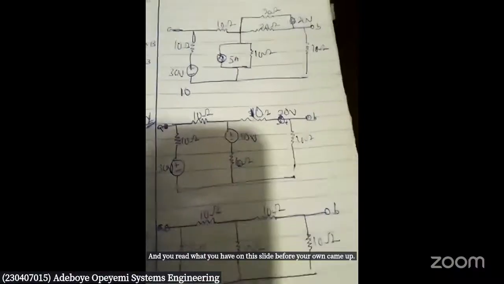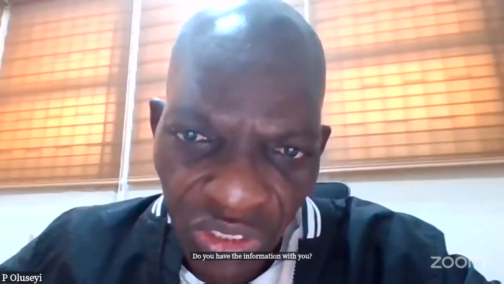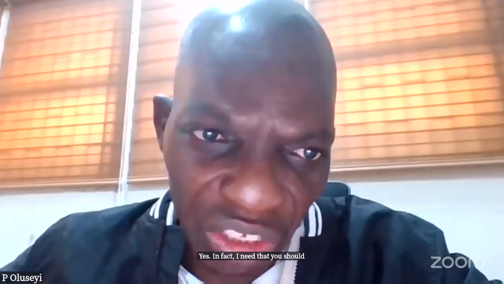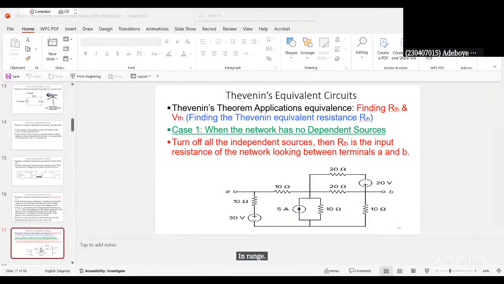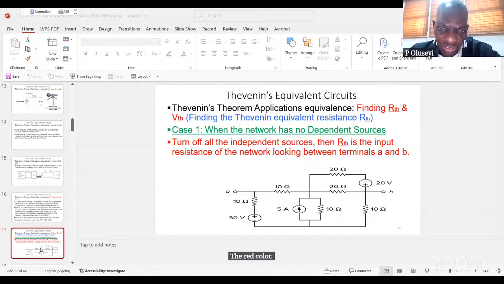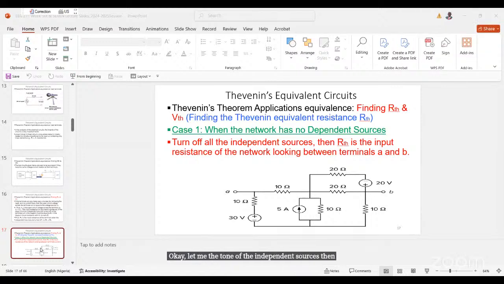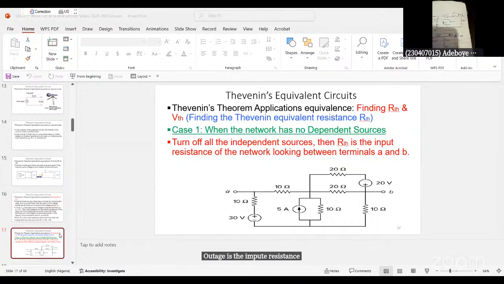Do you have the information with you? Sir, can you share it? Have you taken down the questions? Yes, because I needed you to share. But however, let me bring it back. Okay, sir. It's written in red color: turn off the independent sources. Then find the input resistance of the network looking between terminals A and B.